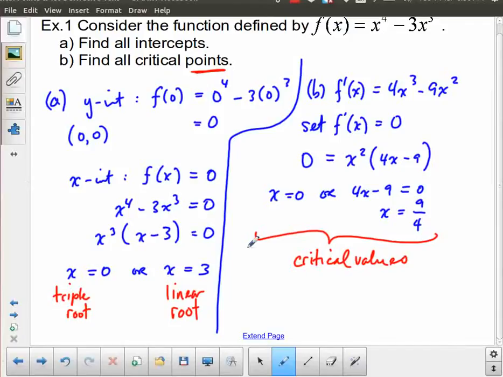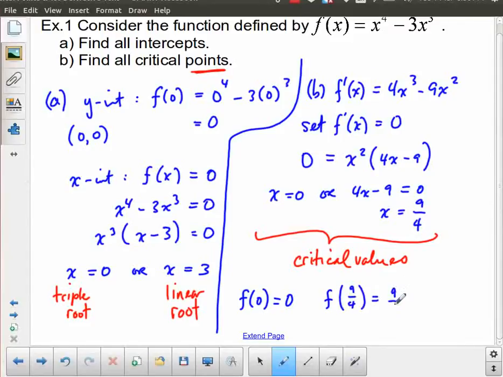So we are going to now find for x equals 0, what is f of 0? Well, we've actually already found out f of 0. It was one of our intercepts. F of 0 is equal to 0. So that's straightforward enough. What about this one? What about f of 9 over 4? Well, there's a little bit more involved there.